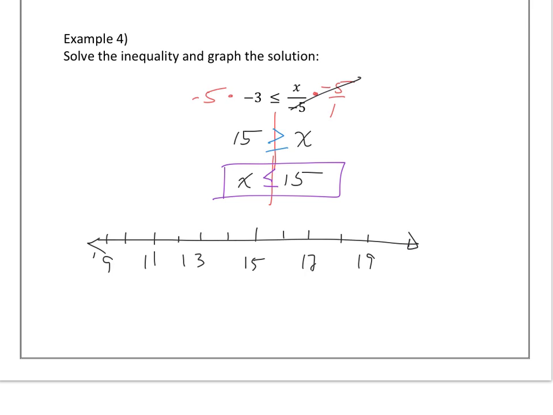So at our boundary point of 15, we have a closed circle because of the equals to, and the less than sign means we're going to go to the left. My favorite checkpoint is 0. 0 is somewhere over here, which is in the direction of the line, which means 0 should be a solution. So if we put 0 up here, 0 divided by -5 is 0. -3 less than or equal to 0. Are negatives less than or equal to 0? Yes. That's a true statement, so the line should be going in that direction.